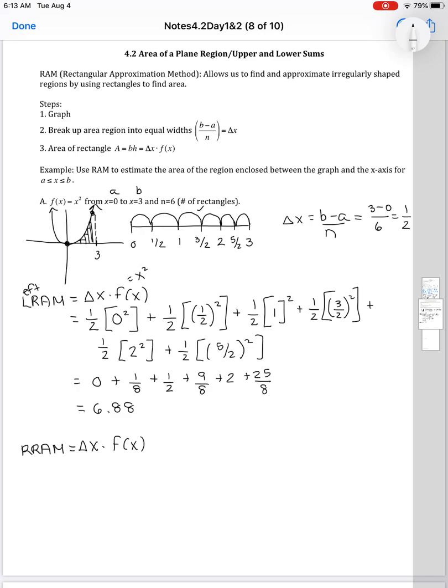Okay, and then you have a calculator for this. So now what you can do is type it in. You get about 6.88 for your LRAM.